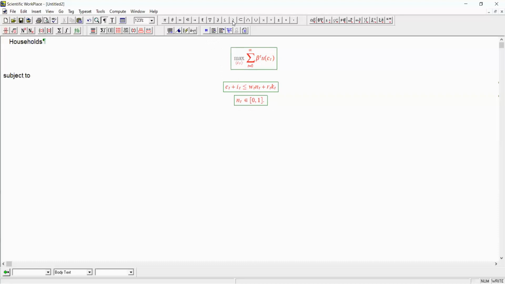Great. The households will also take into account the fact that their capital tomorrow is going to equal whatever is left of their capital today, the undepreciated portion of their capital, plus investment. So that's what investment is for.